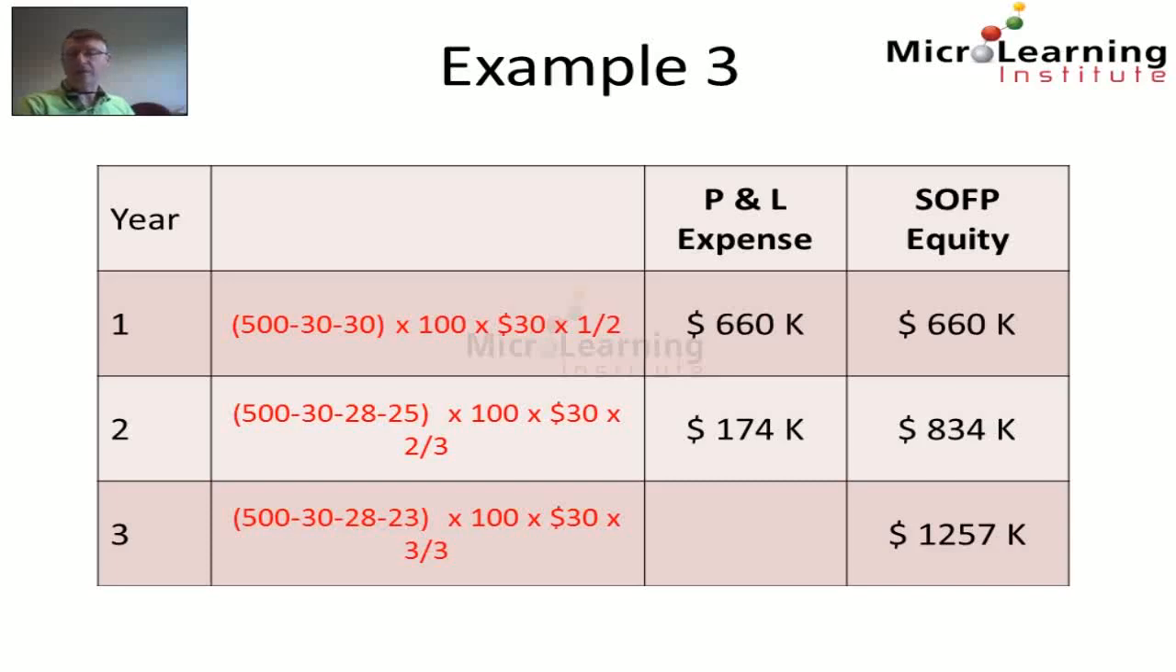Again, that's an increase from the 834k the previous year, so we recognize a corresponding expense to the P&L of the difference between 1257k and 834k. That's 423k.